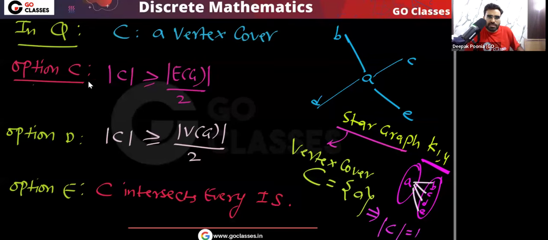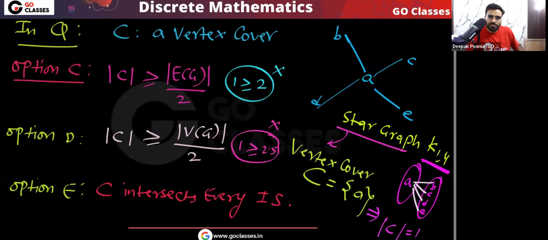So you can see option C is gone, because the size of C is 1. Is 1 greater than or equal to the number of edges divided by 2? The number of edges is 4, divided by 2 is 2. So no, option C is gone. What about option D? The size of C is 1. Is this greater than or equal to the number of vertices, 5, divided by 2, that is 2.5? Again, no.